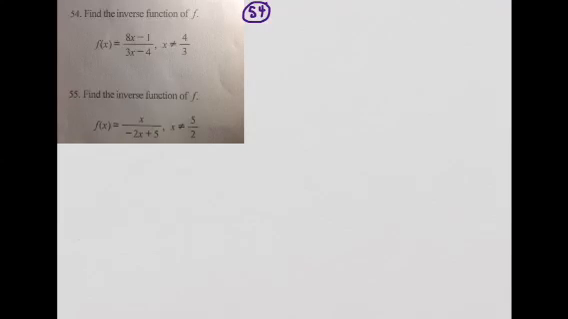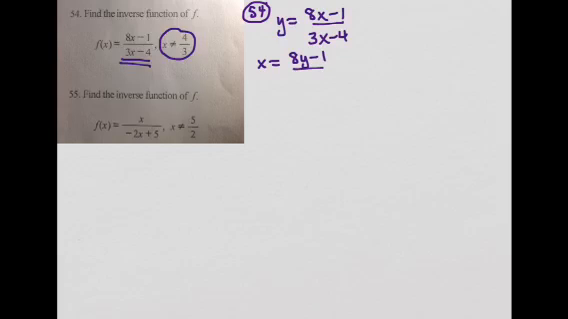Alright, so now we're taking the inverse of a rational function, and notice how it says x cannot be 4/3. Why? Because that would make the denominator 0. So the steps are exactly the same with the rational function as with any other function. For the inverse, first thing, f of x becomes y. Then the x's become y's and the y becomes an x. They switch. So x equals 8y minus 1 over 3y minus 4.